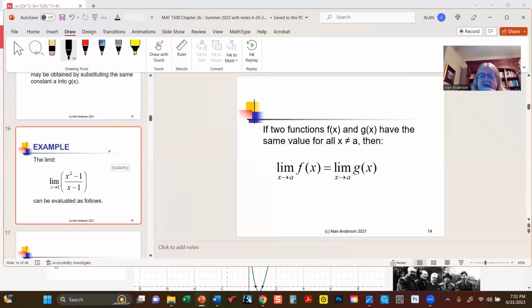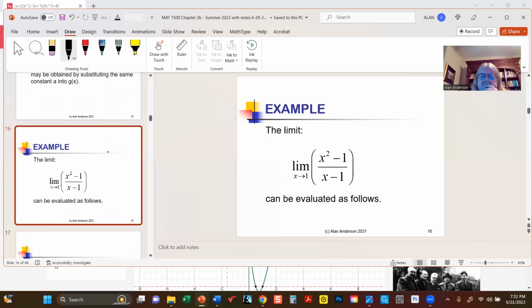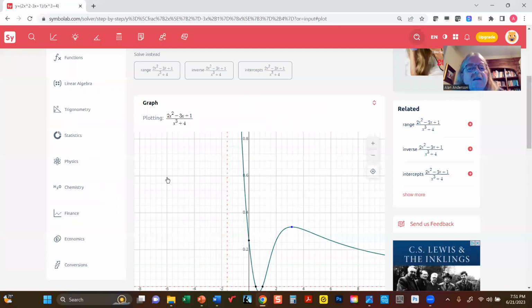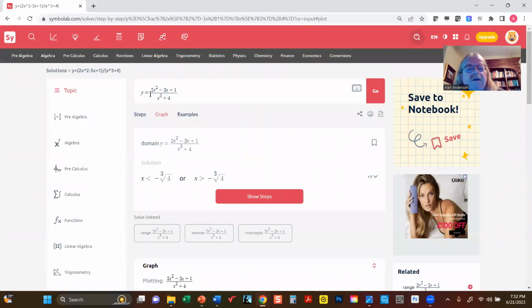Let's take a look at this case. Now, for the first time here, you can see we have a problem. If we replace these x's with 1, we're going to have not just division by 0, but we're going to have 0 over 0. Oh no, what do we do now? So I'll tell you what, why don't we look at this one on Symbolab, just so we can visualize what's happening here.